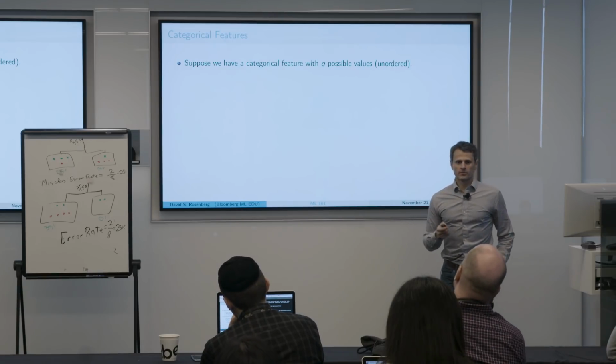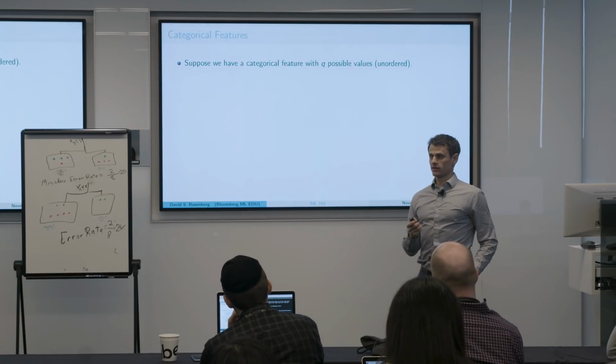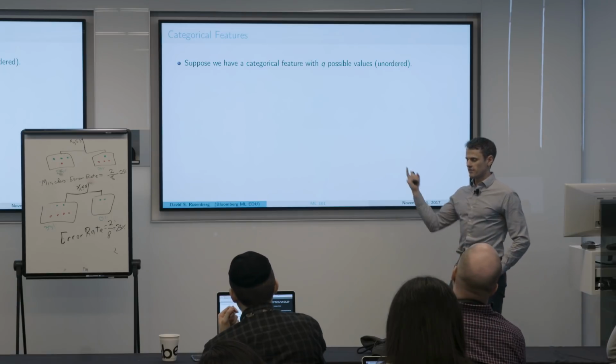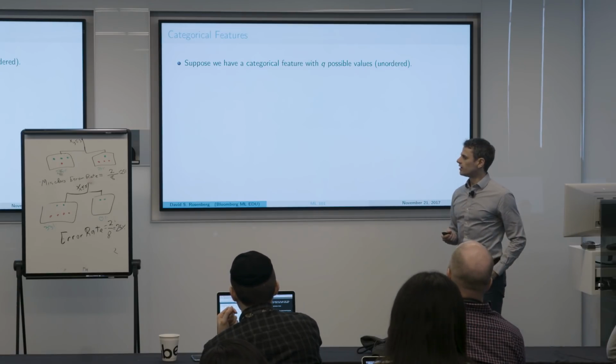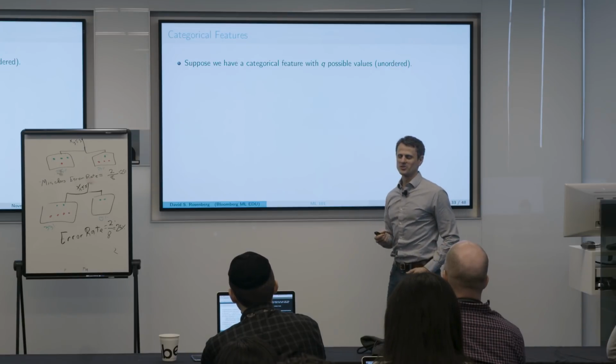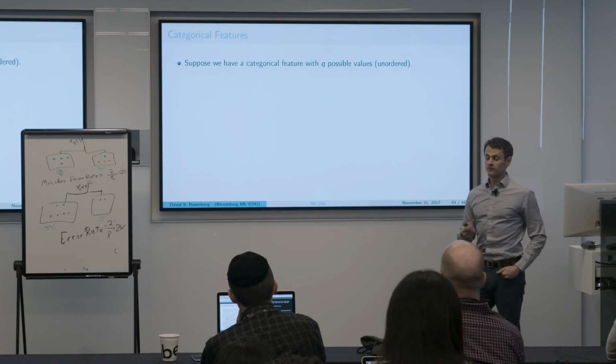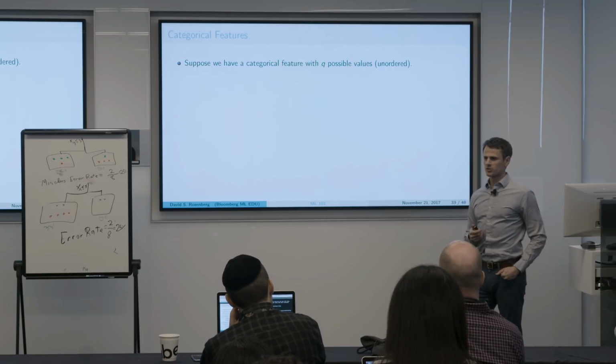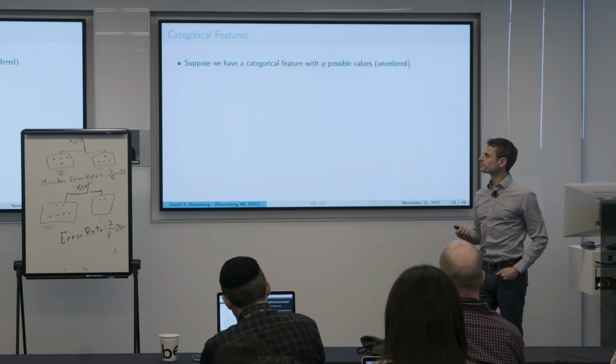OK. So that's missing features. That's a very nice aspect of trees, that they have that way to handle them. Unfortunately, sklearn doesn't implement that yet. I think that's a pull request or something. For trees, I think R and some other languages are just a little bit more advanced.